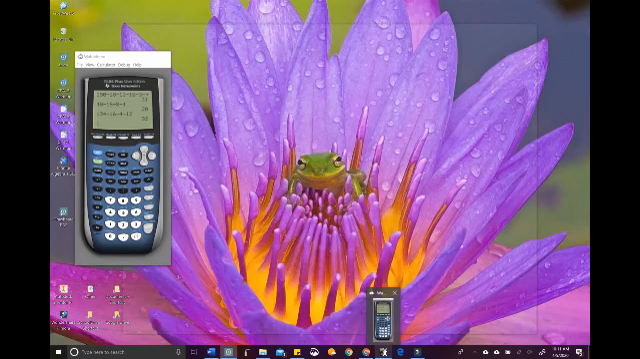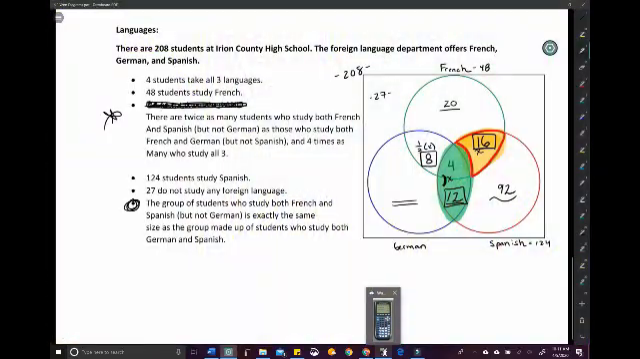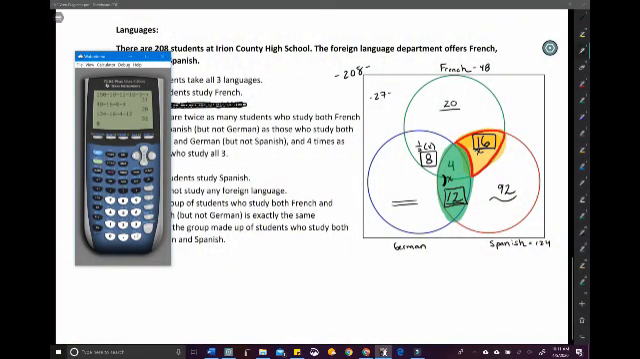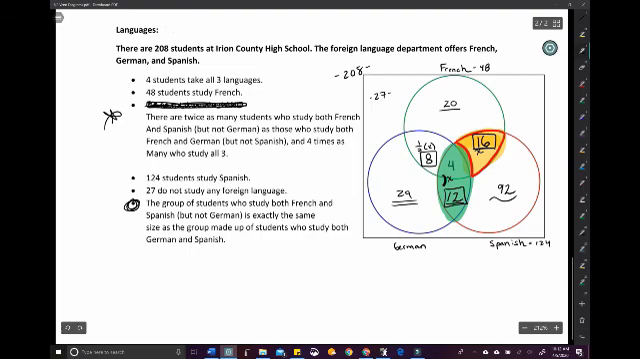So we have every piece. Hey, look at that frog. We have every piece except for the only German. So 208 minus all the little pieces is 29.